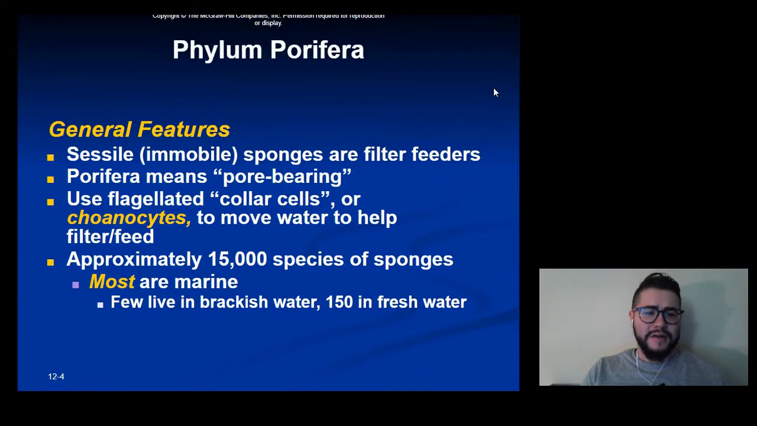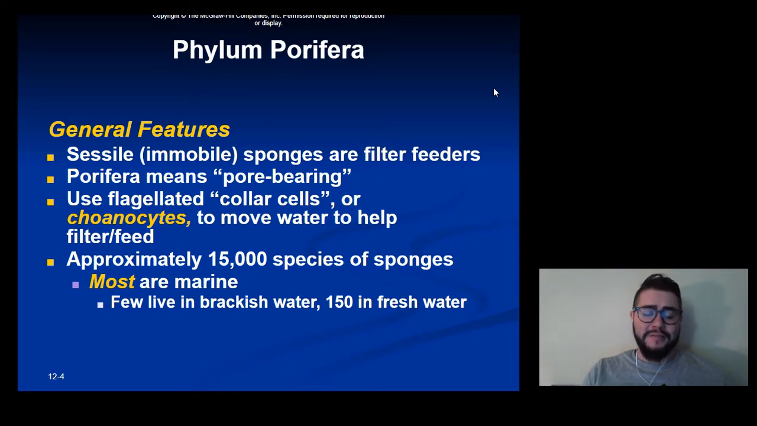General features: sponges are sessile, which means they're immobile. They don't move on their own. They are filter feeders. The word Porifera means pore bearing. They have these little holes in their body where they bring in water. They have what are called choanocytes, which are basically specialized cells to help move water into and out of the sponge and help them filter.